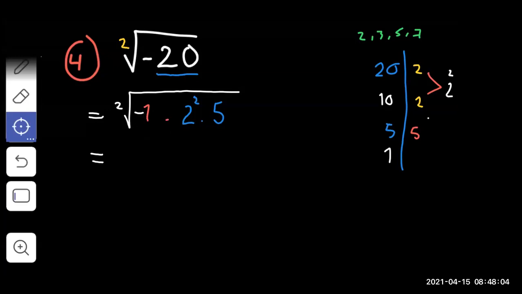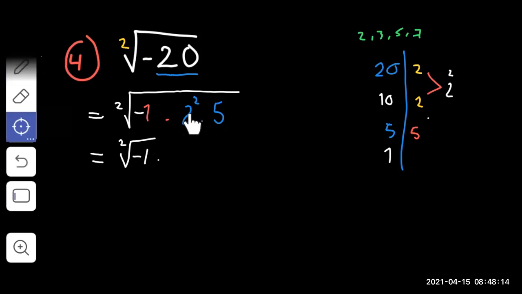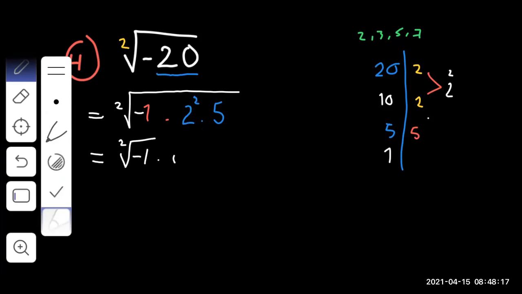Then, guys, let's try to substitute. We are going to separate this: a square root of negative 1, a square root of 2 squared, and then a square root of 5. We can separate it. Maybe in the next class we're going to skip some steps, but now, just to show you every single step.